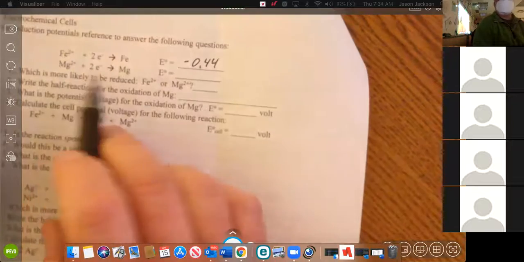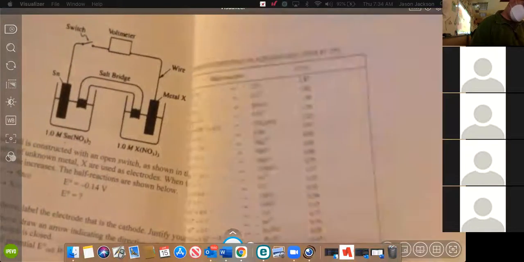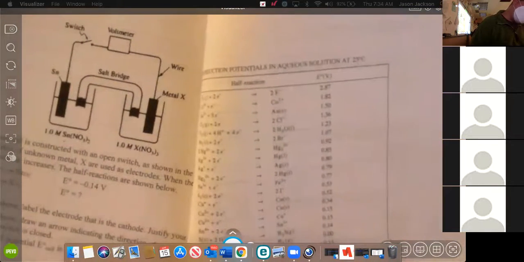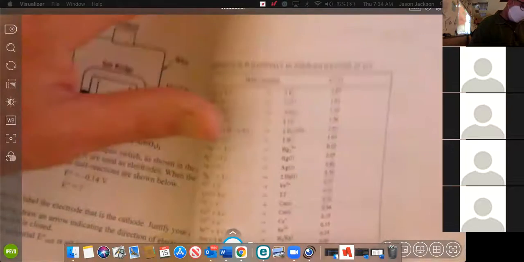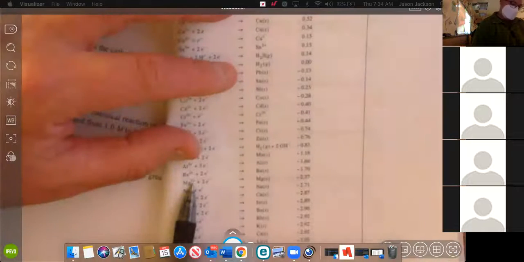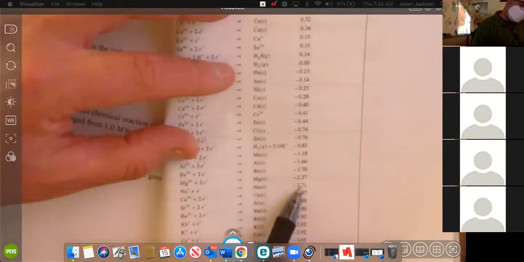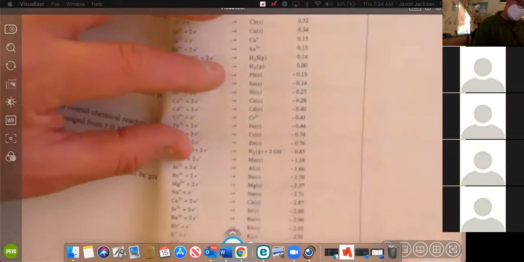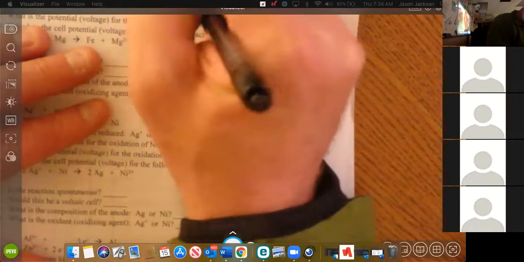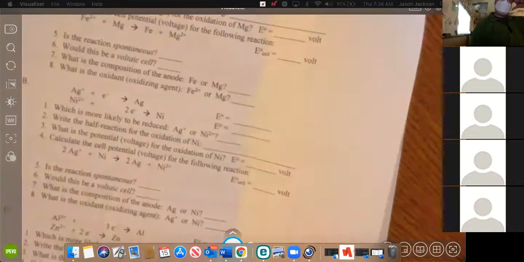And here we have magnesium. When we find magnesium, we notice that magnesium is even further down at negative 2.37.